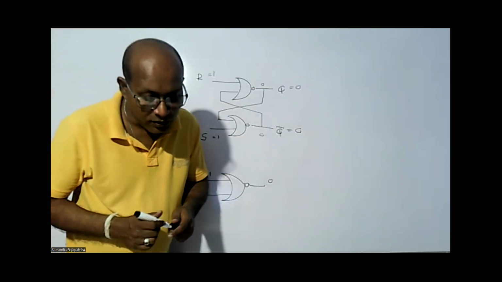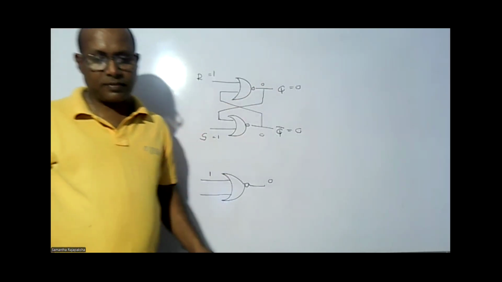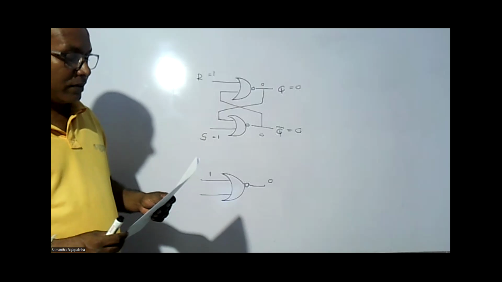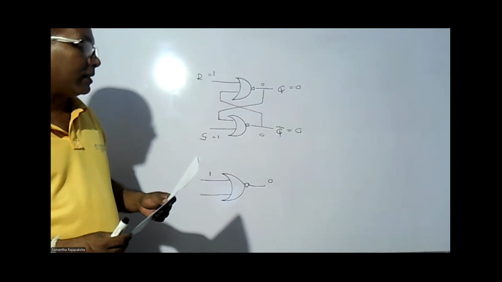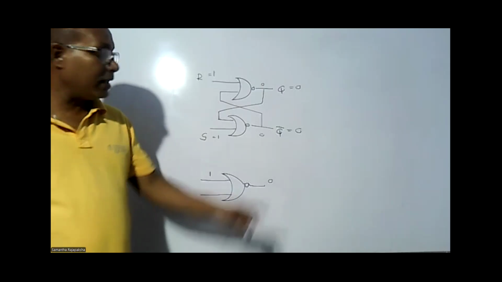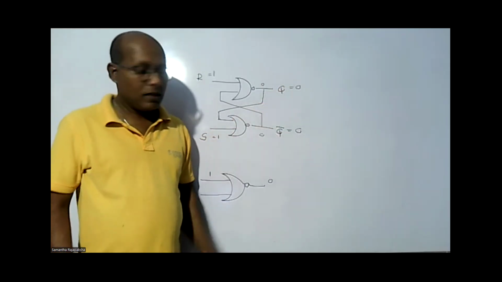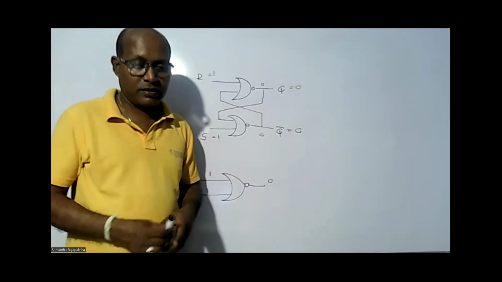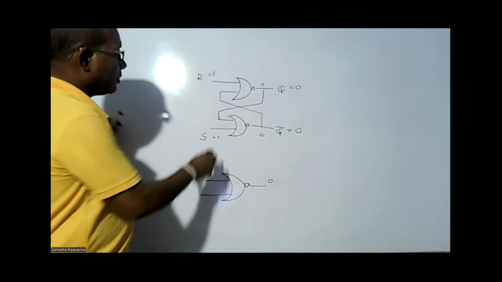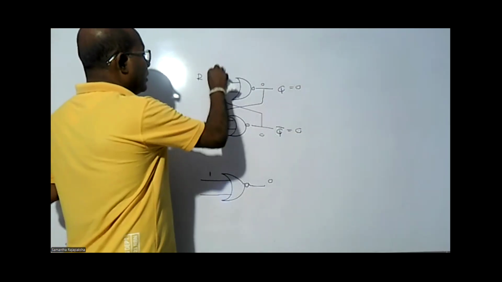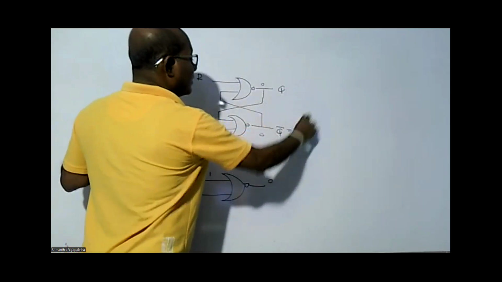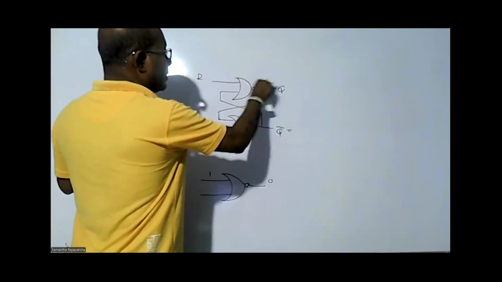So therefore, the first answer is correct. Because when S is 1, R is 1, it is invalid. Why invalid? Q also 0, Q bar also 0. That can't be. When Q is 0, Q bar should be 1. That is point 1. Then the first answer is correct.